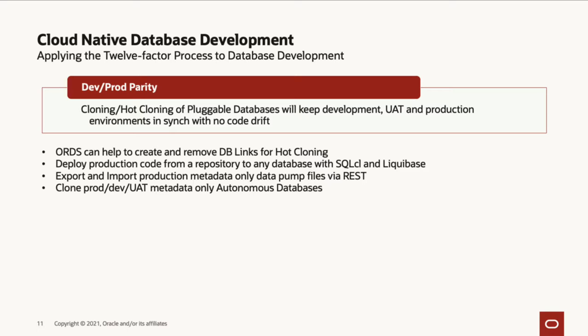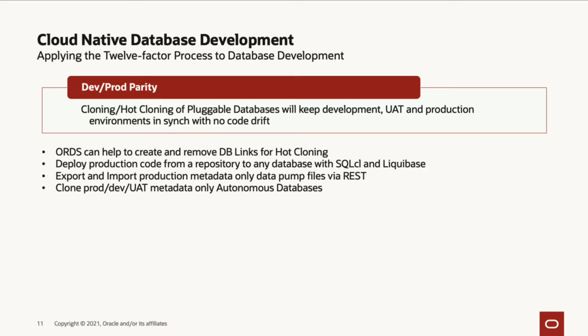So again, using the multitenant option of the Oracle database to be able to create direct clones of these important environments. So if I need to create a production environment or a copy of a production environment, I'm able to do that very quickly with the ability to clone these pluggable databases. We can use hot cloning, so we can use Oracle REST Data Services to help create these hot clones that in essence mirror that production environment at that point in time.